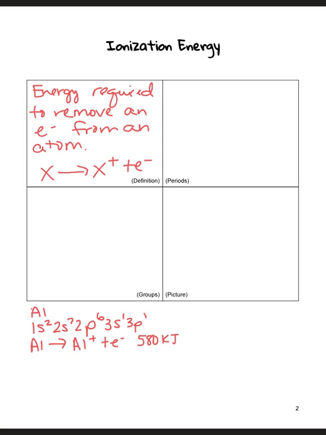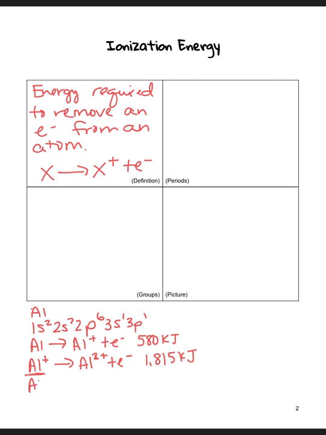But if it were to lose another electron, starting with aluminum 1+, and it goes to aluminum 2+, it actually takes 1,815 kilojoules. And it takes a lot more energy because that atom is already charged. It's already aluminum plus. So it's already charged. It makes it very hard to remove that electron.